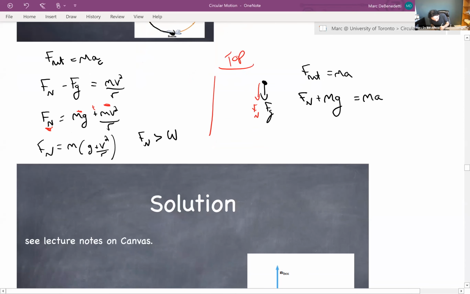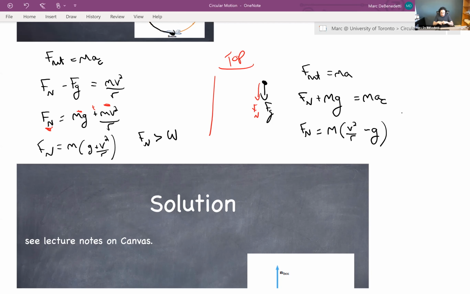And here, my normal force is going to be m times a_c, so this is going to be v squared over r minus g. Just like that. And this means your normal force is actually going to be less than, well, actually, we don't know. We don't know if it's going to be less than gravity. If you're going really, really fast, hopefully it's safe and you're not going super fast.